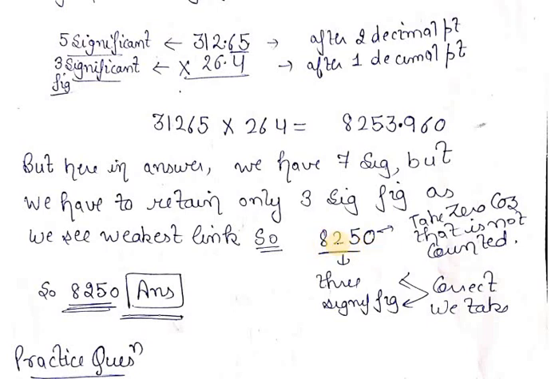So 1 2 3, we want our answer up to 3 significant figures, that is fine. And आपने अपना आंसर अप्रोक्सीमेट भी कर दिया नियरली 8000, so that is also fine. So both the requirements are fulfilled. Your answer is 8250, right?